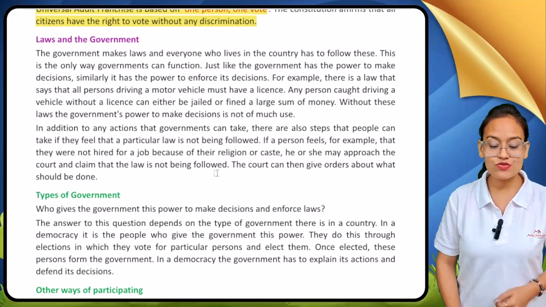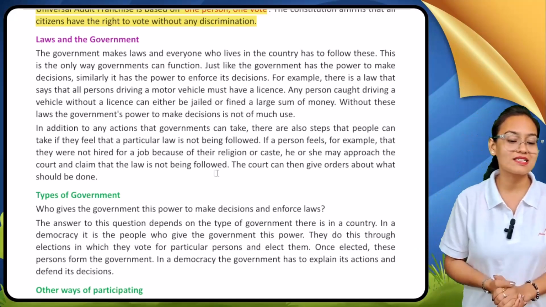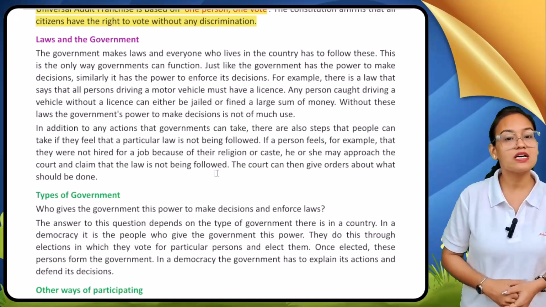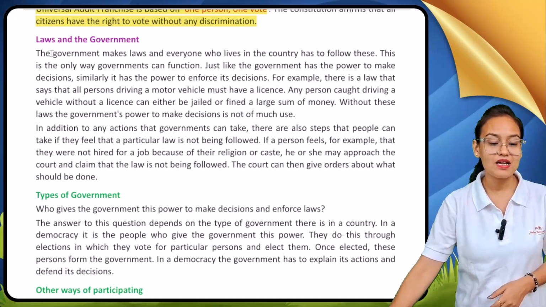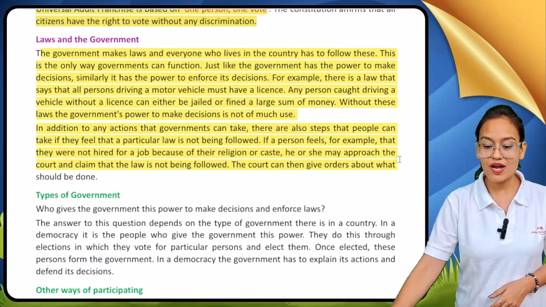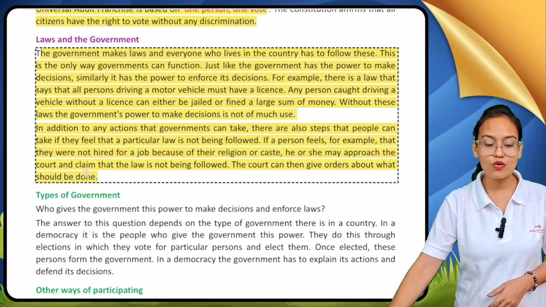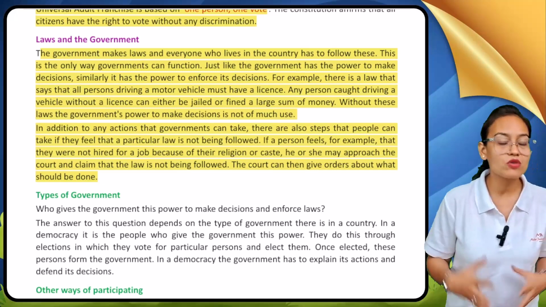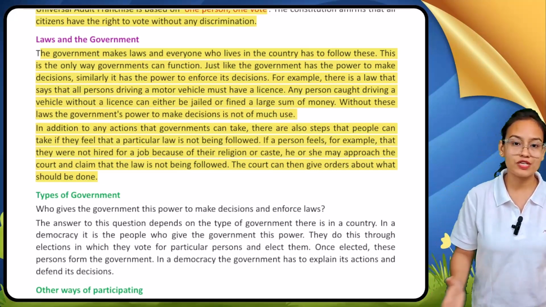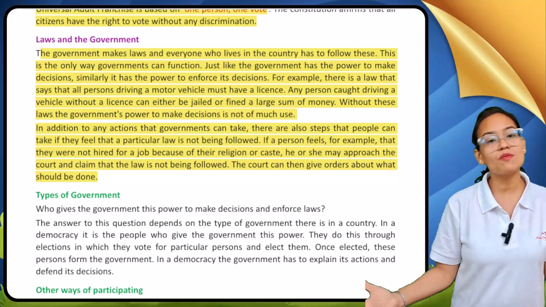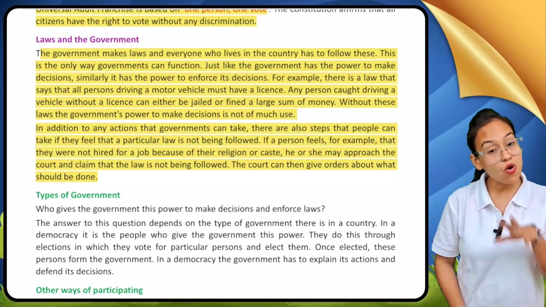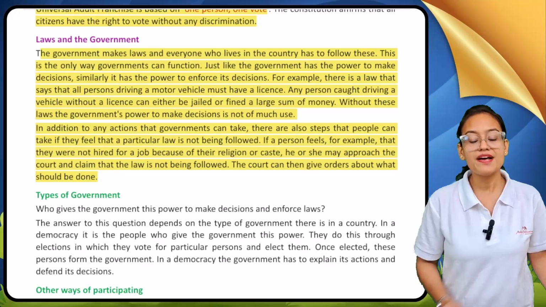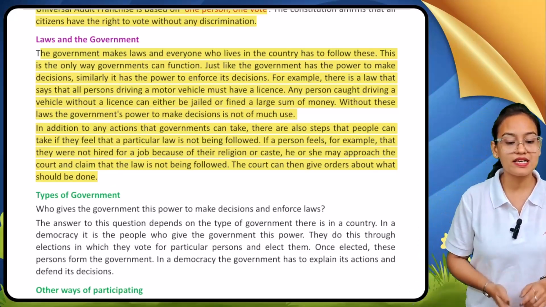Now we are going to see the first topic of today's class, which is laws and the government, meaning how laws are related with the government. So come with me and let's see. The government makes laws. Laws are made by our government, and everyone who lives in our country, India, has to follow these rules. This is the only way the government can function. Just like the government has the power to make decisions, similarly, it has the power to enforce its decisions.